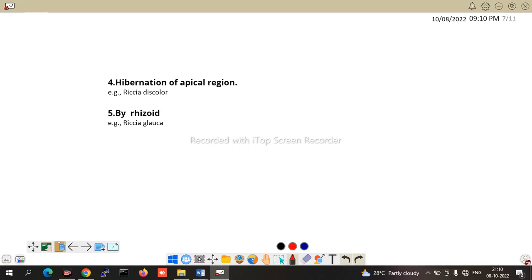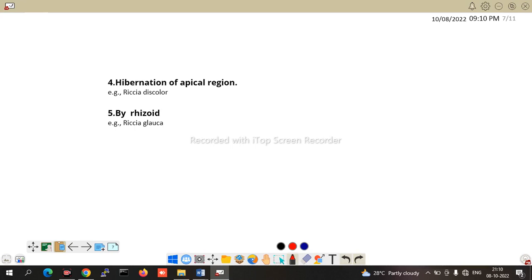Next is by rhizoid. It is found in Riccia glauca. Here the apex of the rhizoid develops gemma-like structures. A gemma cup is a cup-like structure found embedded in the dorsal surface of the thallus, but in Riccia the gemma cup is absent. But in the rhizoid of Riccia, gemma-like structures are developed and they give rise to a new young thallus during favorable environmental conditions or favorable season.